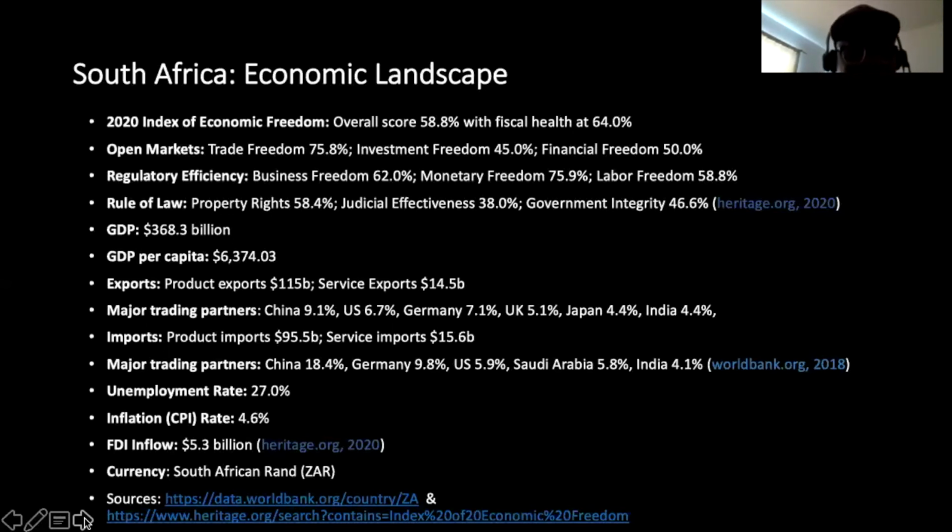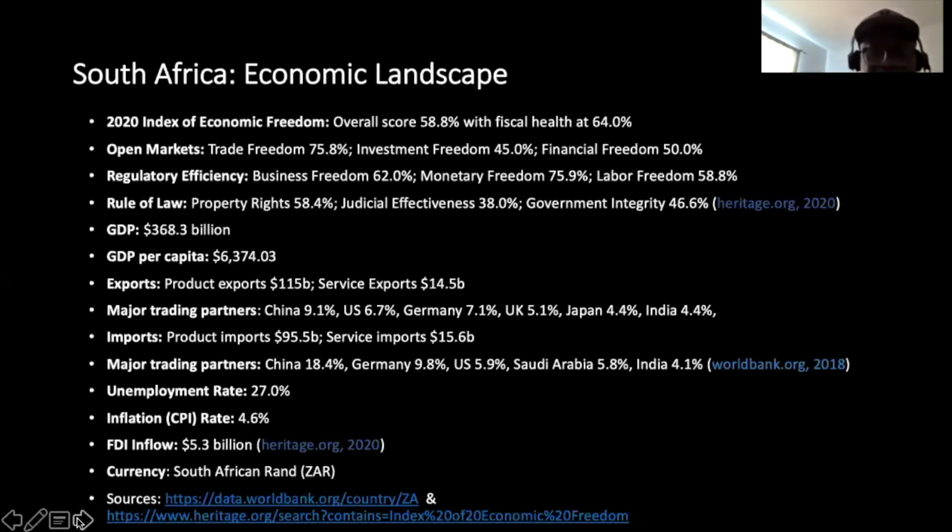The main imports account for about, in terms of the 2018 figures by the World Bank, about 95.5 billion, and then the service imports was about 15.6 billion. Now the major trading partners are China, Japan, Saudi Arabia, and India.